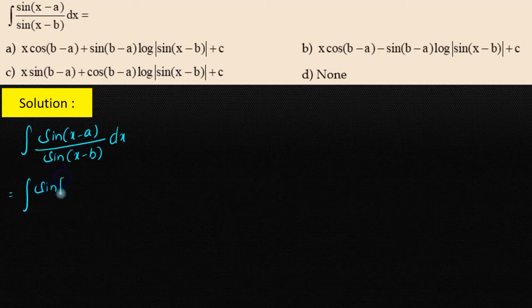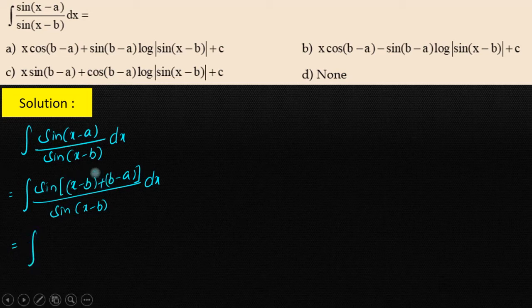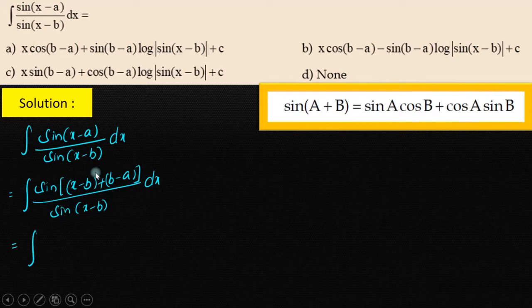Here, adding and subtracting b, we get sin((x − b) + (b − a)) divided by sin(x − b) dx, equal to the integral. Here it is in the form of sin(A + B). We know that sin(A + B) is equal to sin A cos B plus cos A sin B. Here A is x − b, and B is b − a.